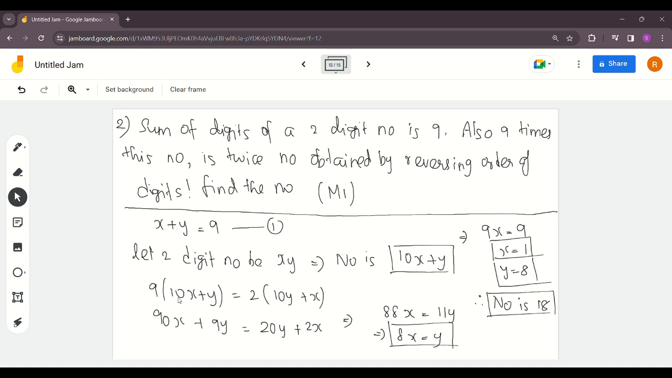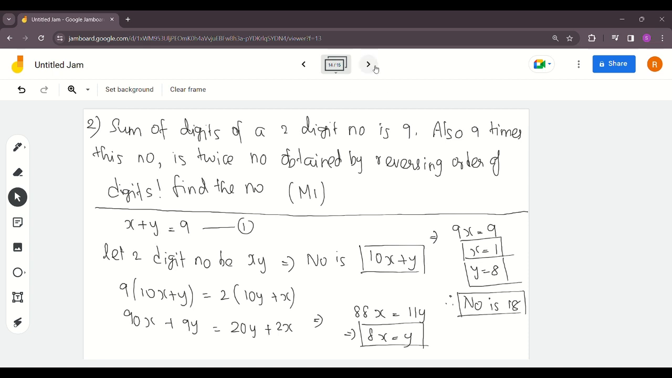So 9 into 10x plus y equal to 2 into 10y plus x. From this easily you can form the equation by multiplying and bringing x and y terms to one side. So 90x plus 9y equal to 20y plus 2x. Bring this 2x to the side, 88x it will become, and bring that 9y to that side, it will become 11y. Divide it by 11, which will give you 8x equal to y. So substitute y as 8x here. So x plus 8x will be 9x, that is 9. So x is 1. Substitute x as 1, you get y as 8. So the number is 18.